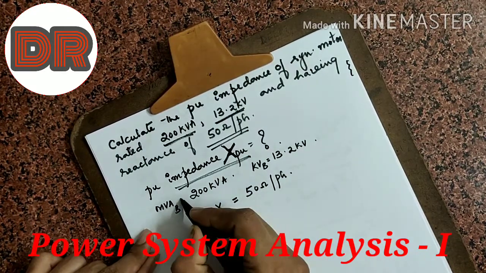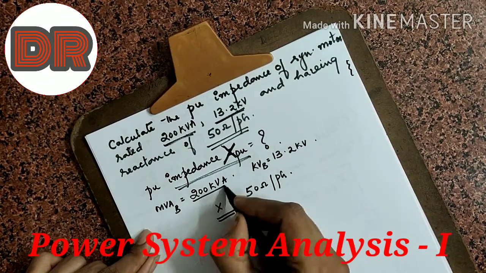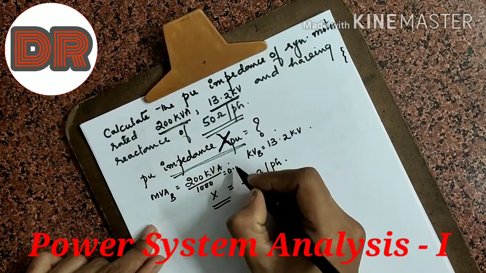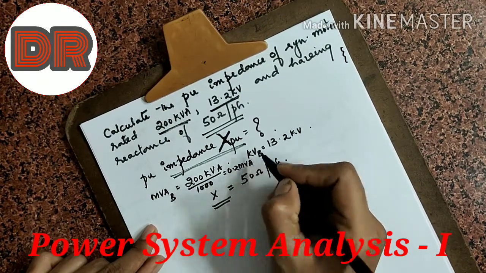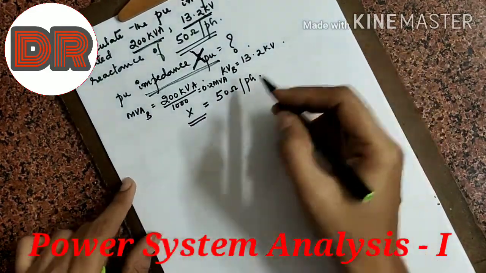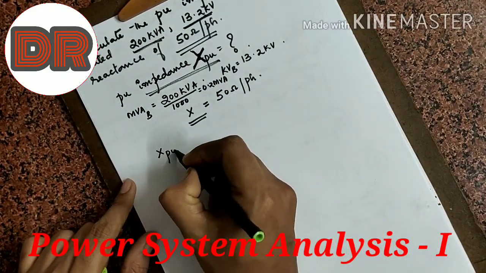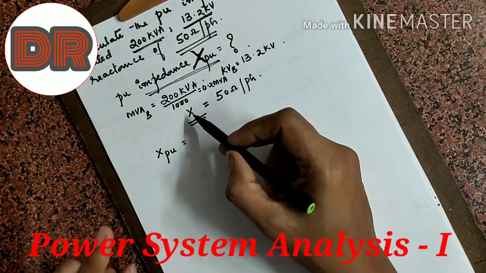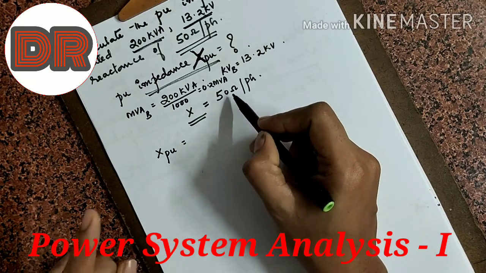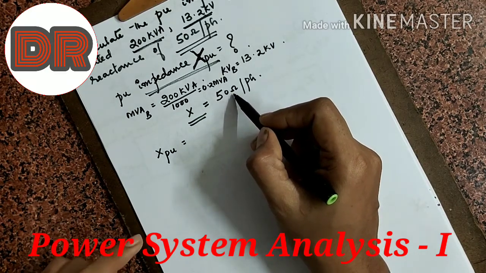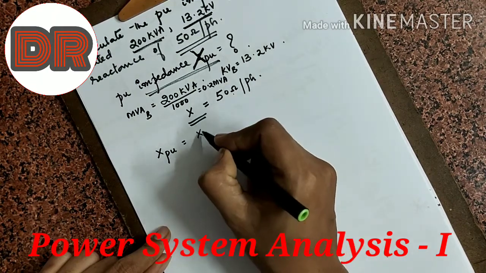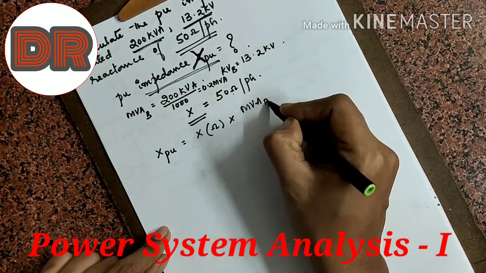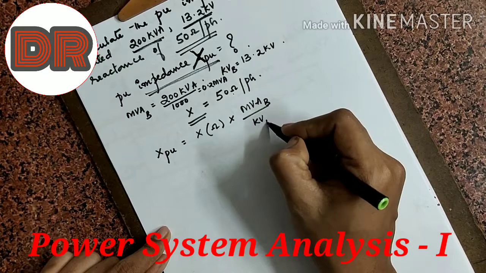One more thing: since it is given in kVA, I have to divide it by 1000 to get the MVA base. So this is 0.2 MVA. Now let us calculate the X per unit. Which equation do we use? I said if the parameter is given in ohm, the actual quantity, then you go for X in ohm into MVA base divided by kV base square.